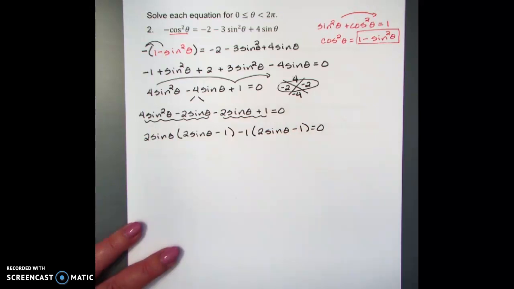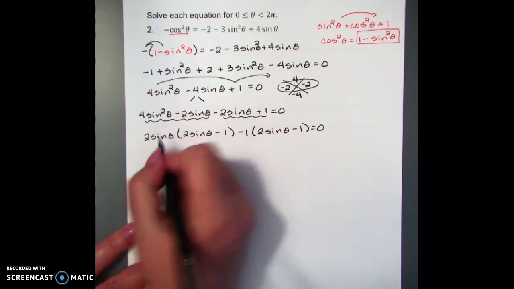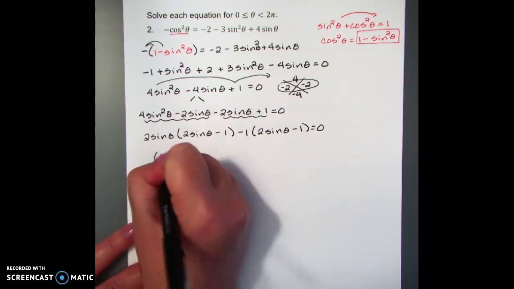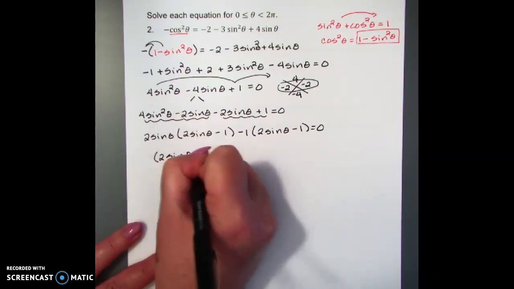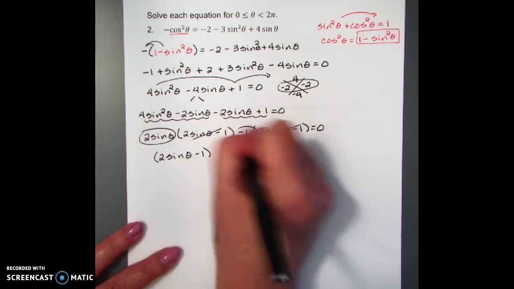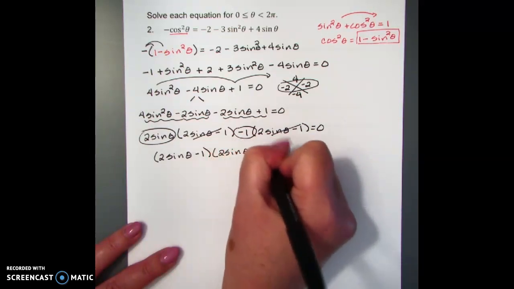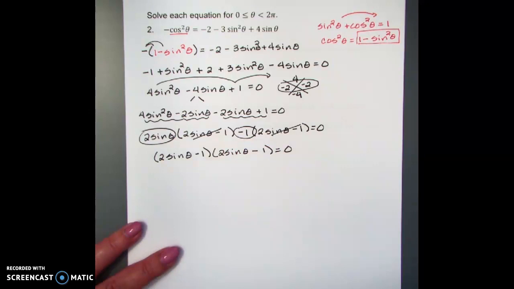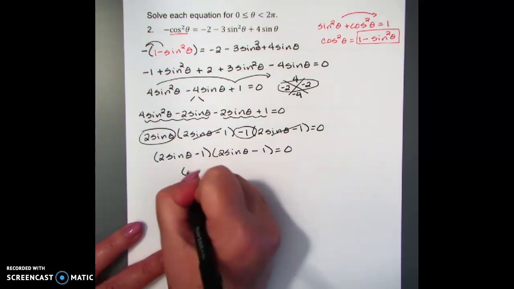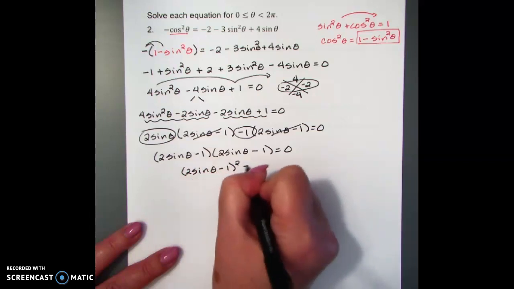So then how do I know that I did it right? Both of my parentheses are the same. So if I factor out the parentheses, I've got 2 sine theta minus 1. So these cancel out, and we're left with 2 sine theta minus 1. So what I notice is both of those are the same, so I could really call that 2 sine theta minus 1 squared is equal to 0.